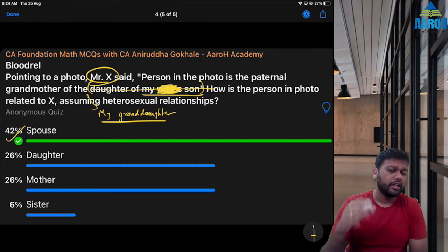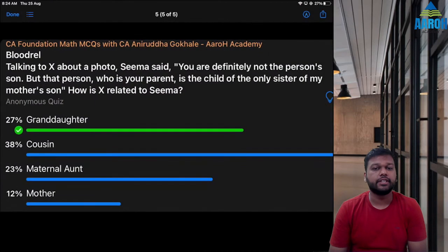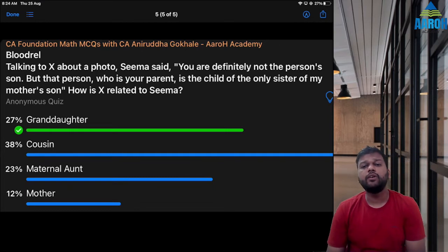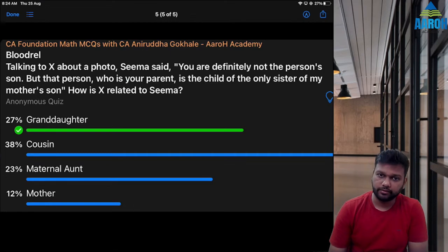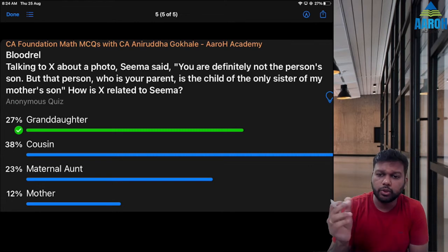Okay. I'll show you. I'll take a more complicated question, which is this question 5, and then let's try to solve this because this is a bit more complicated. Talking to X about a photo, Seema said, "You are definitely not the person's son, but that person who is your parent is the child of the only sister of my mother's son." How is X related to Seema? Now we have to do it carefully. Again, let's go by brackets.